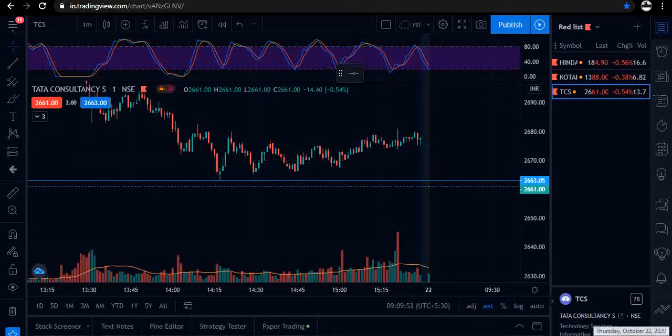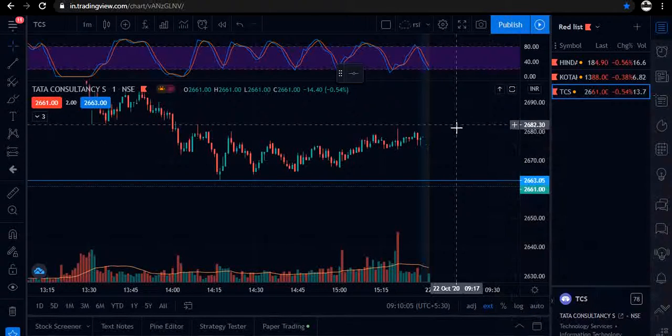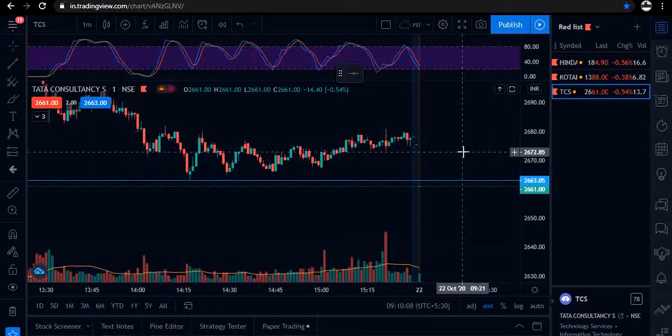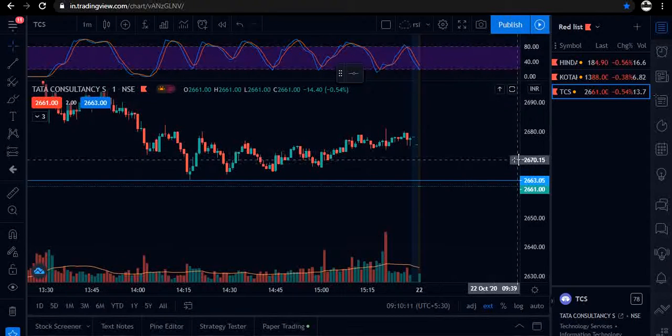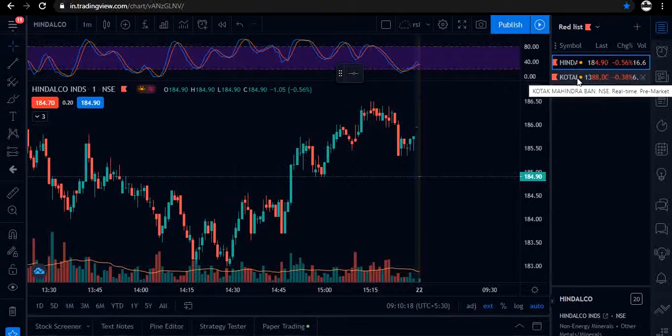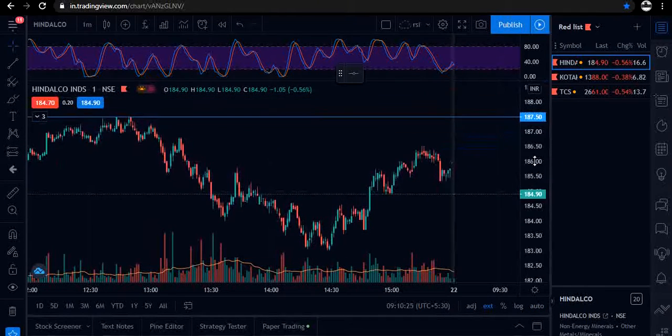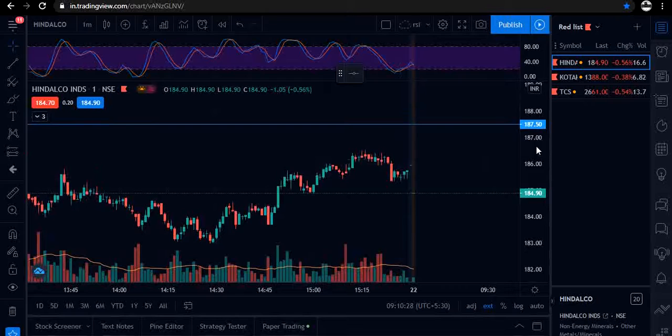Now let me show you today's date and time. So today is 22nd of October 2020 and currently the time is 9:10 am. Traders, we are waiting for the opening of the market. Now let me show you our watch list. You can see that we have Hindalco, Kotak Mahindra Bank and TCS in the watch list. I will be watching the chart of each of these stocks.